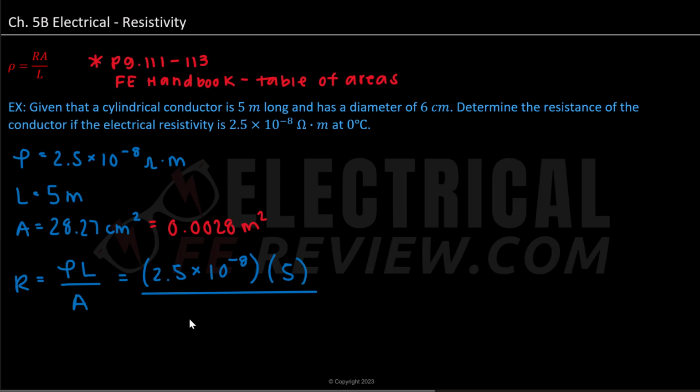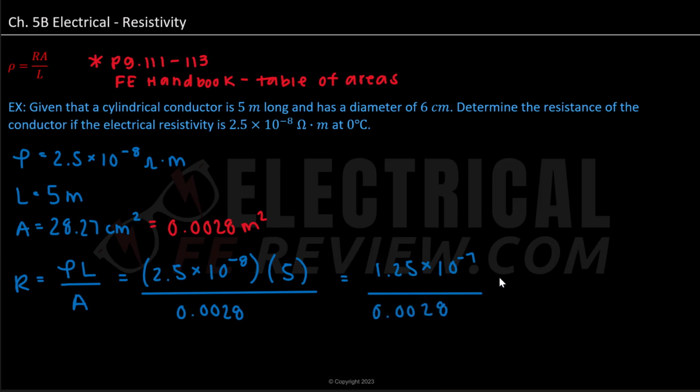So now we can go ahead and continue to plug in. So we divide our numerator by 0.0028, and we can go ahead and multiply our numerator, which gives us 1.25 times 10 to the negative 7th power. And once again, dividing by 0.0028, which gives us 4.46 times 10 to the negative 5. And this is in ohms for our resistance.